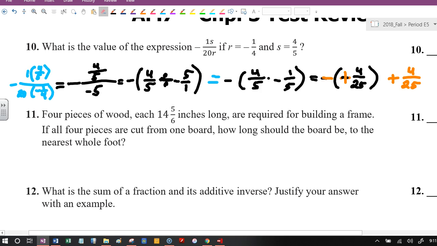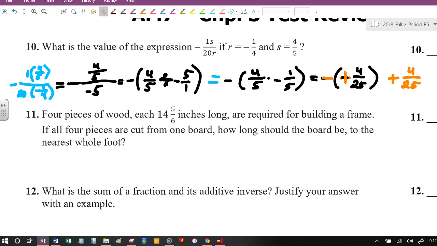Would anybody like to just read the problem into the microphone? I will read it. Okay, the Red Reader. Four pieces of wood, each 5 and 6 inches long, are required for building a frame. If all 4 pieces are cut from one board, how long should the board be to the nearest whole foot?